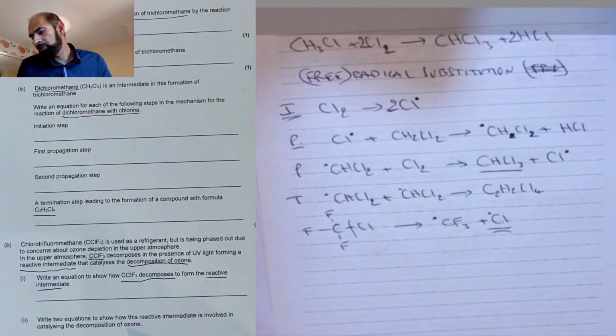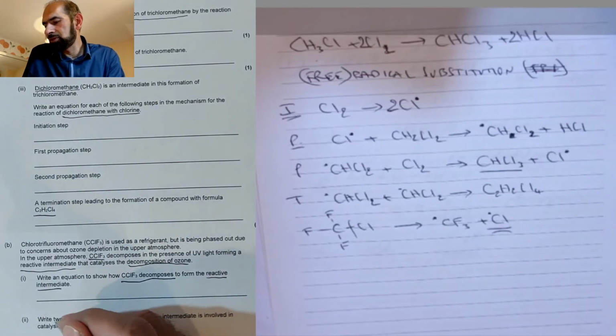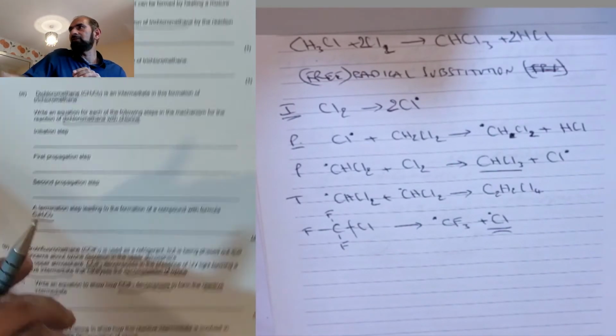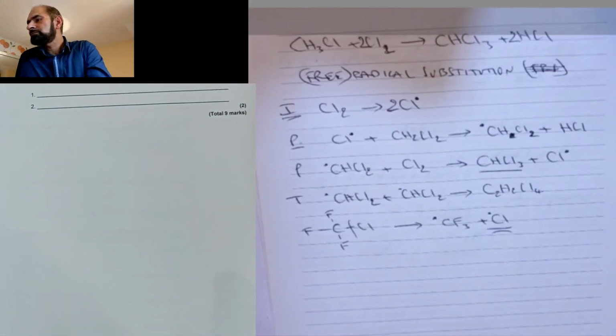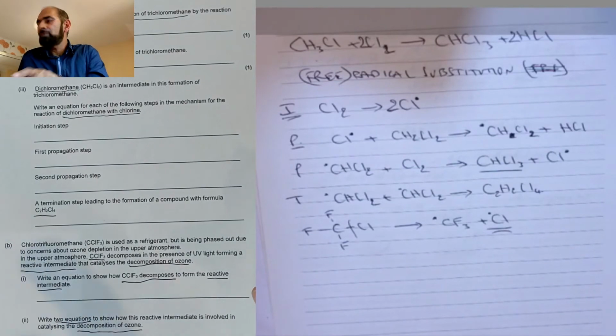Right, write 2 equations to show how this reactive intermediate is involved in catalyzing the decomposition of ozone. 2 equations. People, these 2 equations, memorize. They're in your textbooks, they're on the internet. These 2 equations, just memorize. And actually, if I turn over, it just says 1 and 2, and it's still at 2 marks. Just making sure it's there.